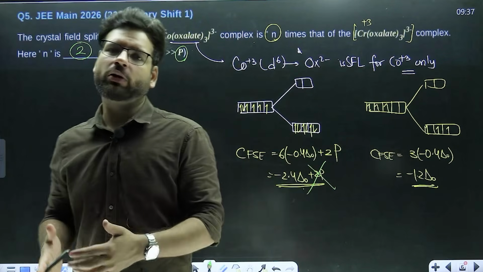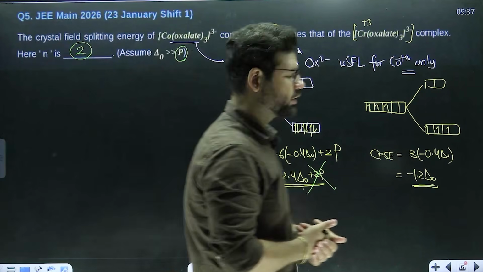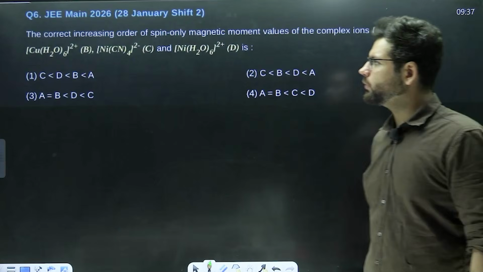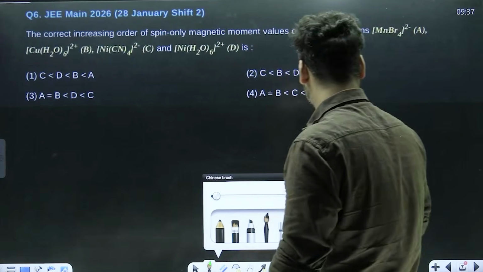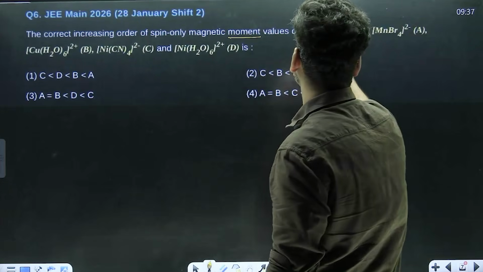And if you are not able to get it, then continue the video with me. Okay. So I hope it is clear to everyone. Nice question. A good type of question, a new type of question. Next one is coming from the spin only magnetic moment value of the complex.